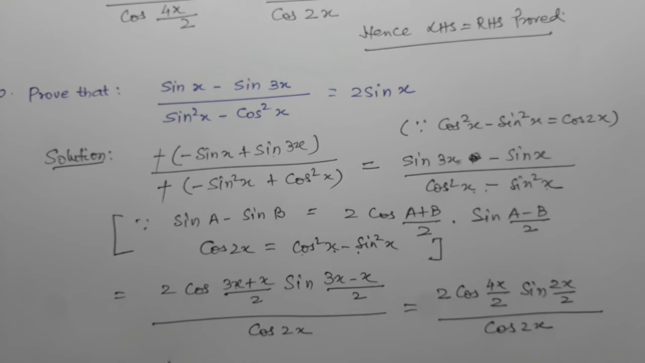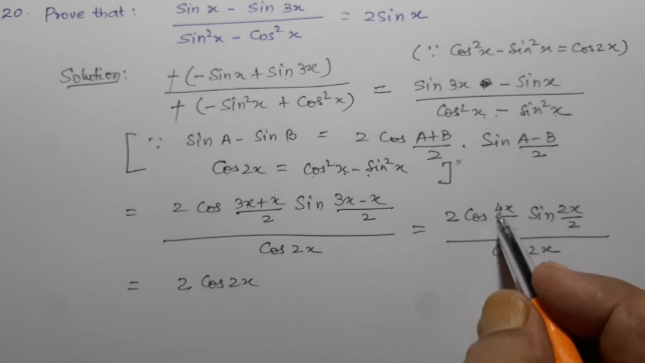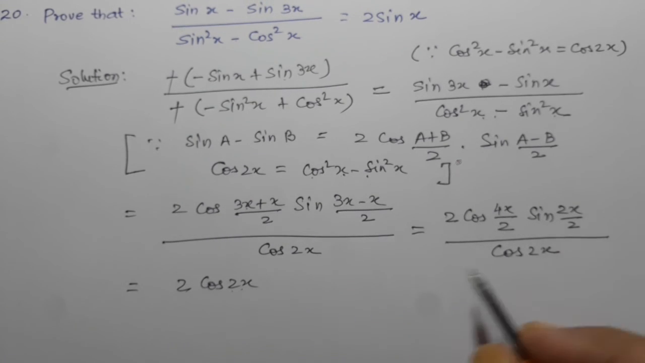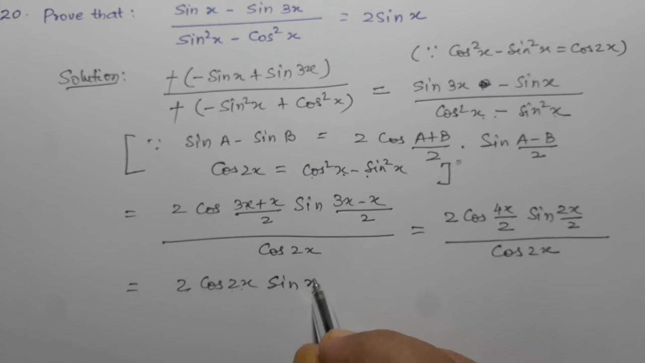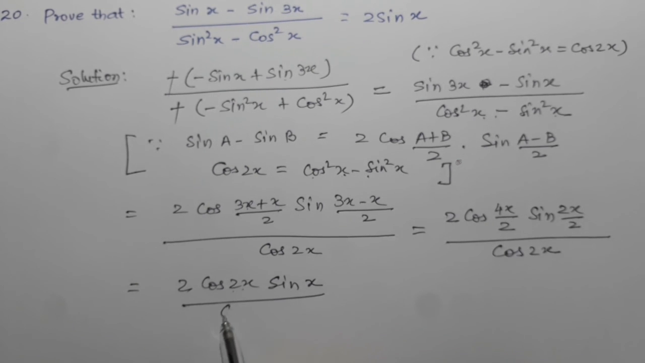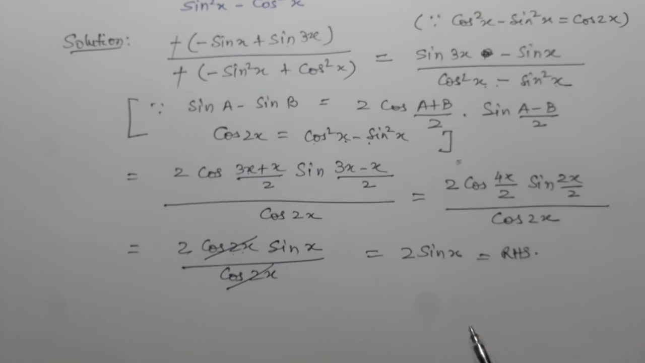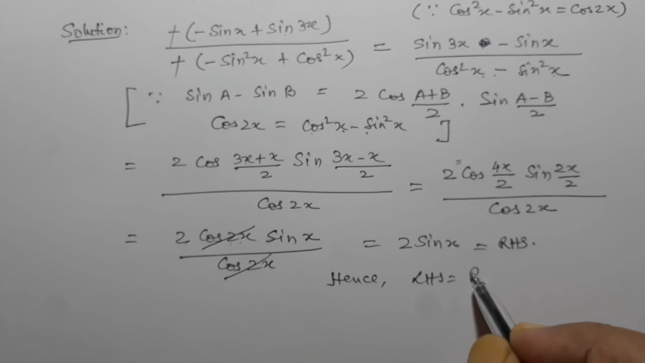Further, 2 cos 2x, 4 divided by 2 will be 2, and x will remain here. Again, sin 2x divided by 2 will be simply x, divided by cos 2x. This cos 2x will be cancelled, so the remaining part will be 2 sin x, and this is our RHS, right? So we can write hence LHS equal to RHS proved.